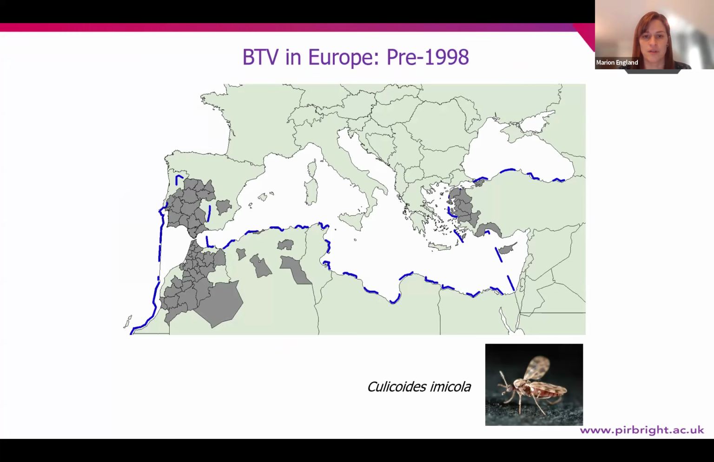So the main vector for bluetongue virus is Culicoides imicola. So this is an Afro-tropical species of Culicoides. So bluetongue was limited to the range of this vector species, which is North Africa and slightly into the Mediterranean.